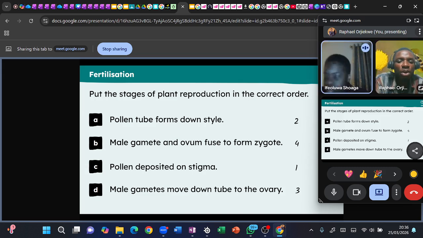So why is it that the pollen tube forms first? It is because it needs a pathway for the pollen to get to the ovary. That's why the pollen tube forms. So when it gets to the ovary, the next one is that the male gamete and ovum fuse to form a zygote. I hope that makes sense. Yes. All right.